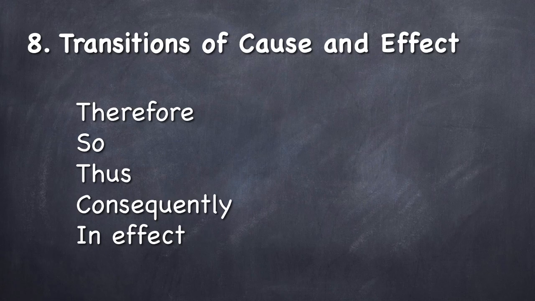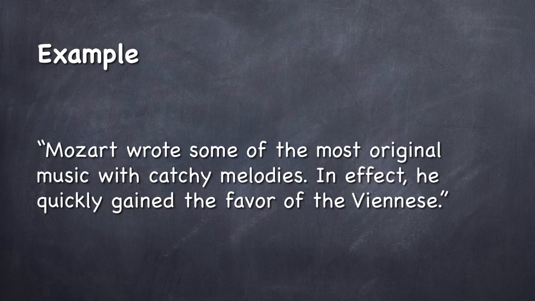Next, transitions of cause and effect. These are such words as therefore, so, thus, consequently, in effect. These are very important, very powerful, and let's do an example. Mozart wrote some of the most original music with catchy melodies. In effect, he quickly gained the favor of the Viennese. This is cause and effect. Mozart wrote some of the greatest music, that's the cause. Now the effect is that he quickly gained the favor of the Viennese people.